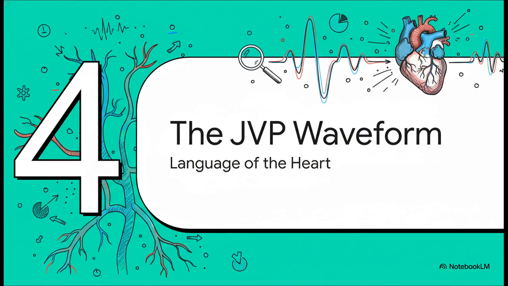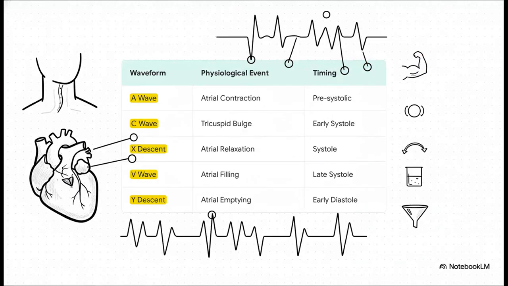Now we get to the really fascinating part of our analysis, learning to read the language of the heart as it's written in the JVP waveform. You see, the normal JVP isn't just one pulse. It's this beautiful, complex dance of waves and descents, and each little movement corresponds to a very specific event in the cardiac cycle. Let's walk through it.